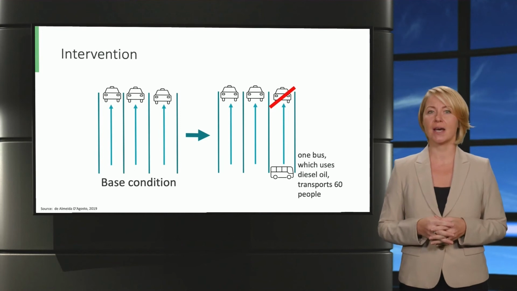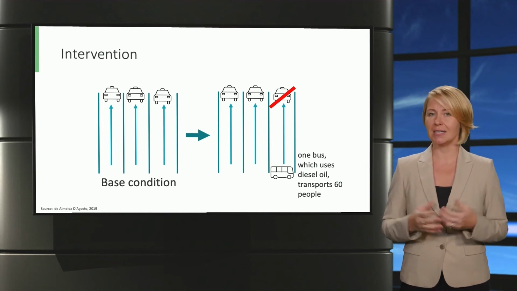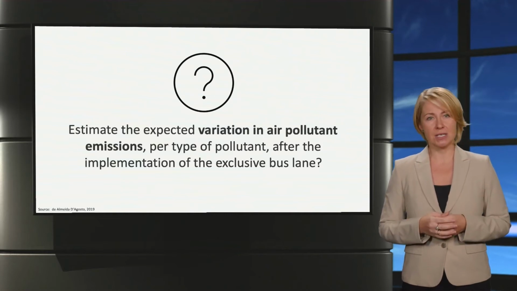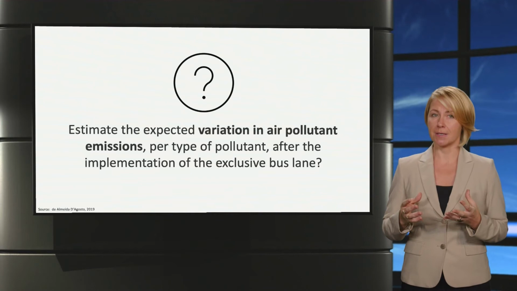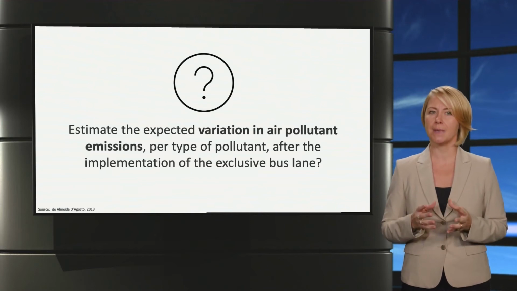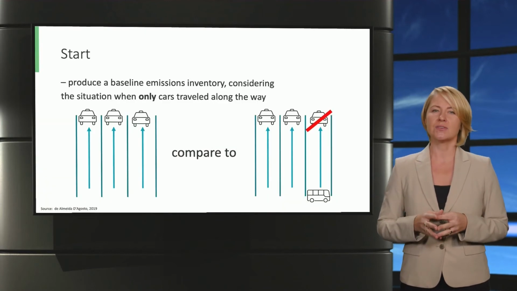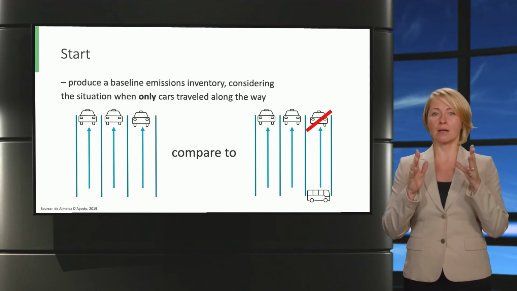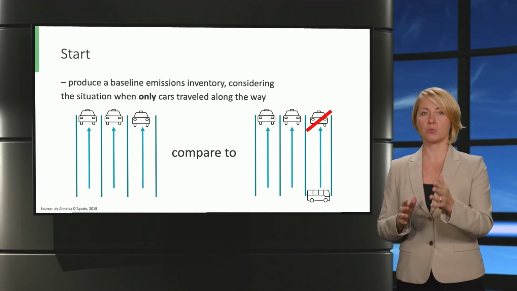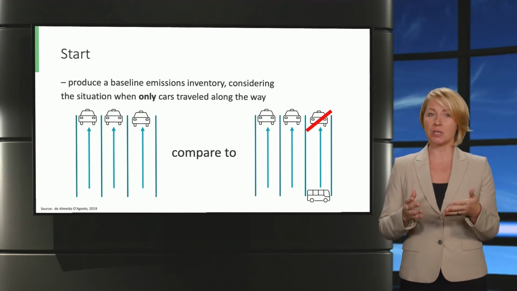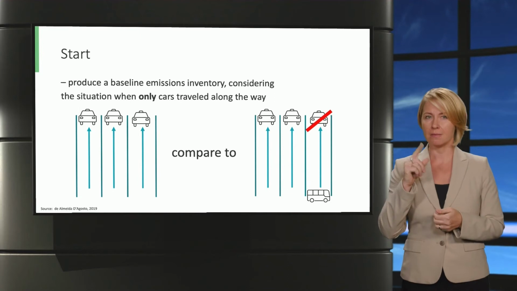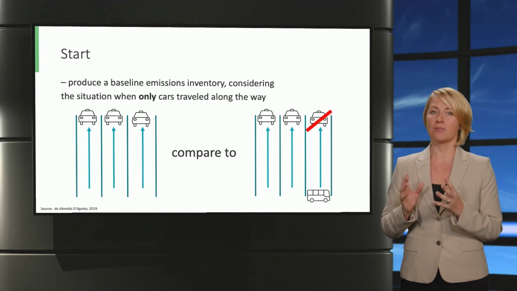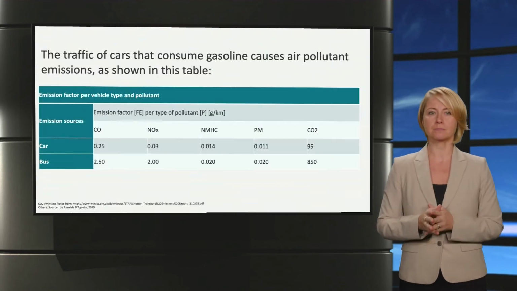The question is to estimate the expected variation in air pollutant emissions per type of pollutant after the implementation of the exclusive bus lane. We start from producing the baseline emissions inventory, considering the situation when only cars travel along the way, and compare the results with the alternative situation in which there are 2 car lanes and 1 bus lane. The emission factors are shown in grams per kilometer for both cars and buses.